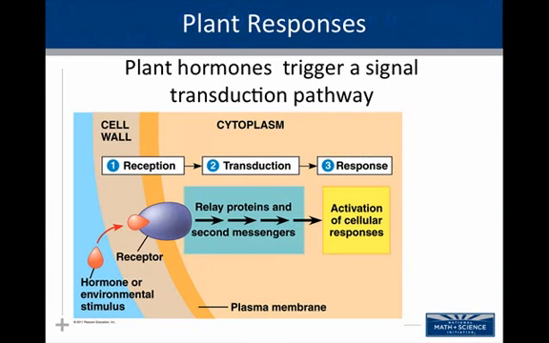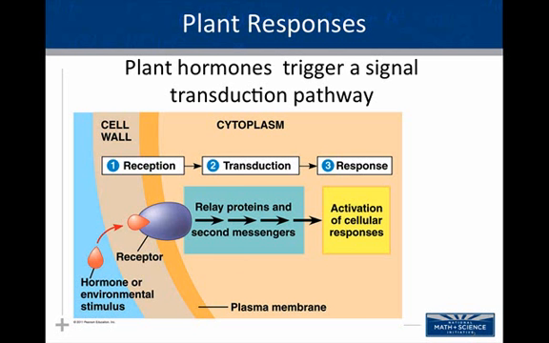We have to remember that unlike us, plants do not have a nervous system. So their response to stimuli is dependent upon the action of hormones. These hormones are produced in one part of the plant and transported to another. And what we see in this figure is a three-step process that we call a signal transduction pathway.